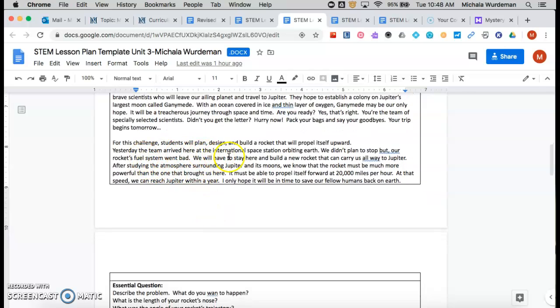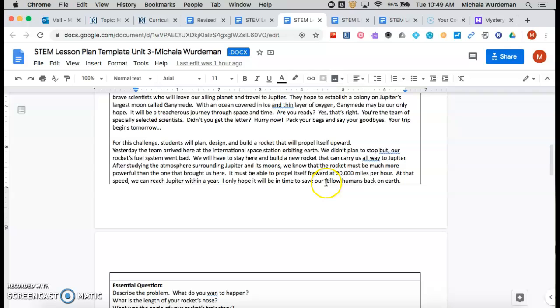So yesterday the team arrived here at the International Space Station orbiting Earth. We didn't plan to stop, but our rocket's fuel system went bad. We will have to stay here and build a new rocket that can carry us all the way to Jupiter. After studying the atmosphere surrounding Jupiter and its moons, we know that the rocket must be much more powerful than the one that brought us here.